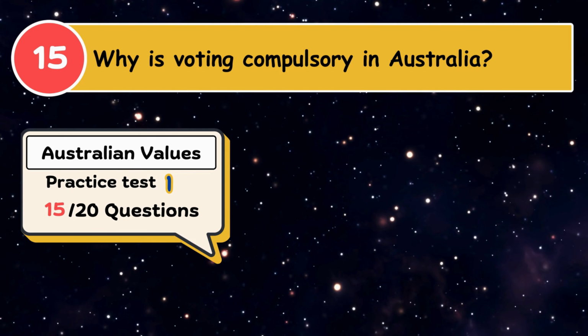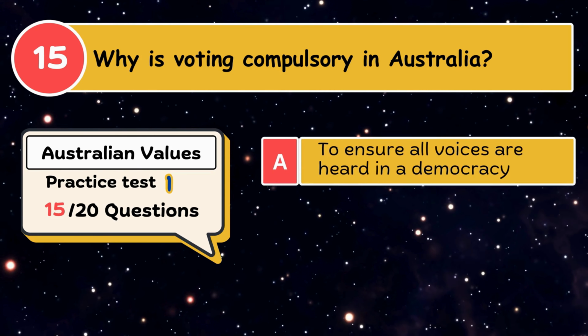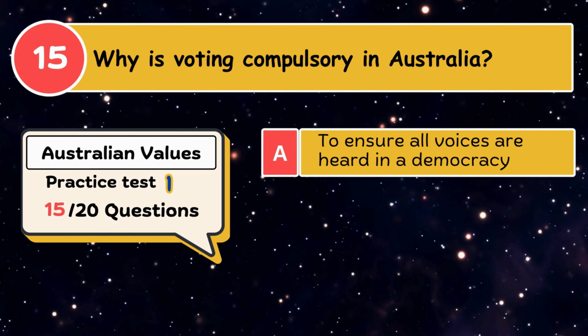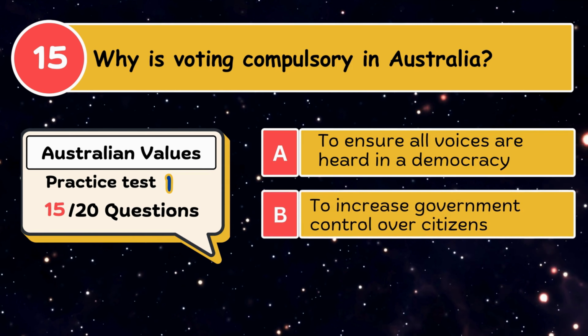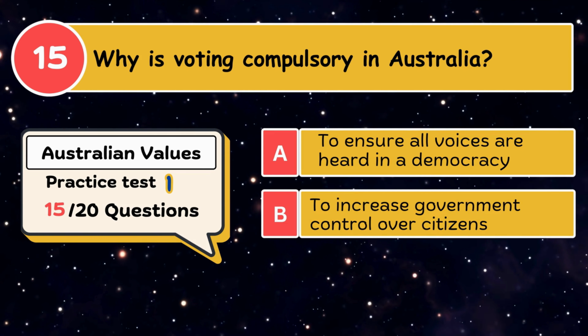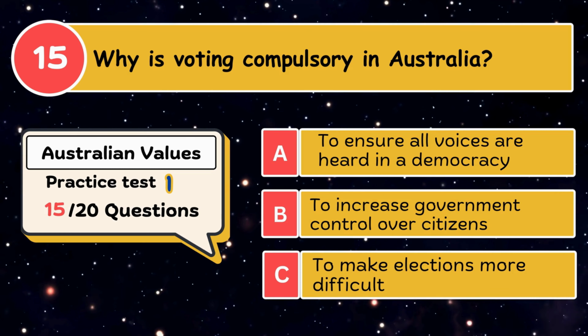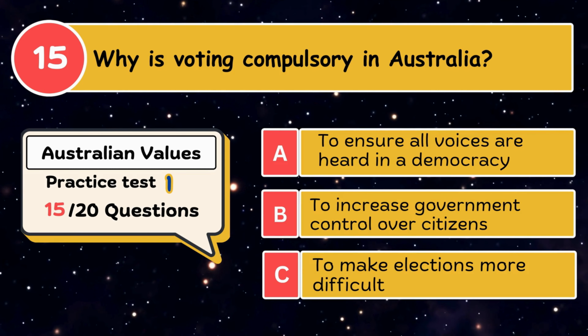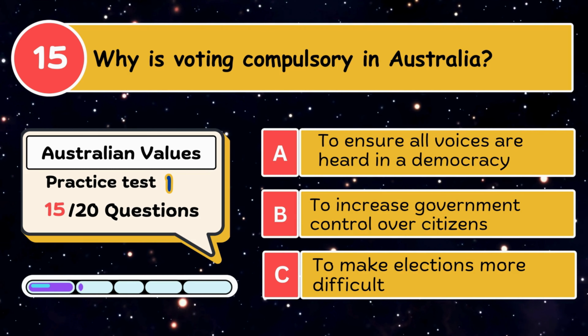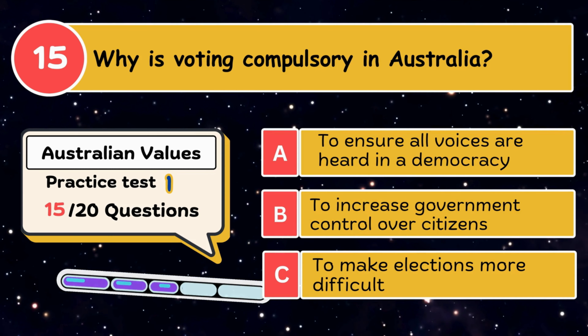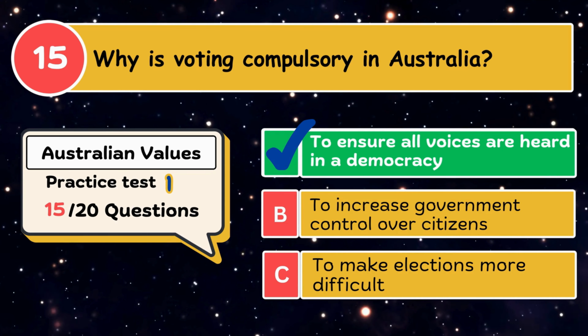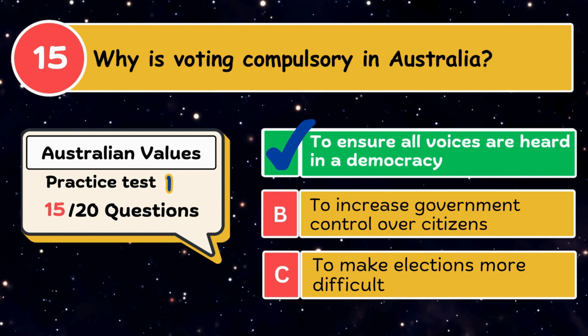Why is voting compulsory in Australia? A. To ensure all voices are heard in a democracy. B. To increase government control over citizens. C. To make elections more difficult. The correct answer is to ensure all voices are heard in a democracy.